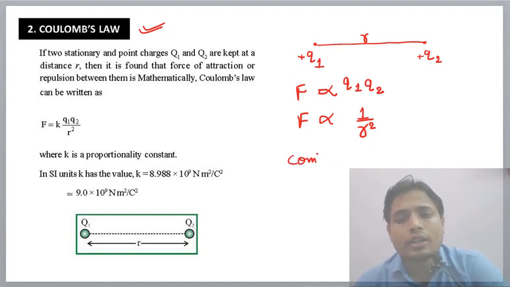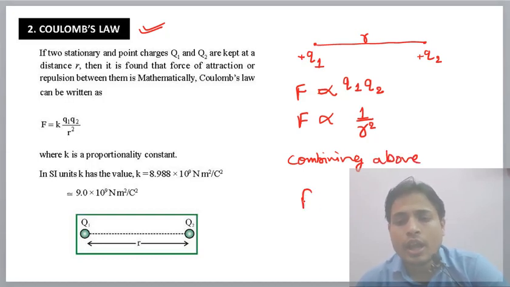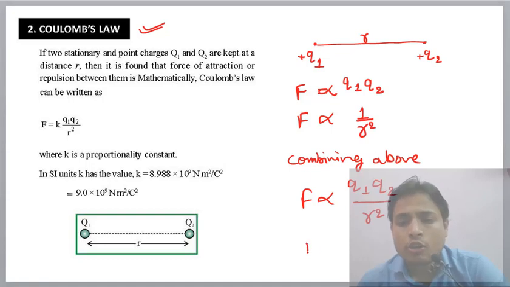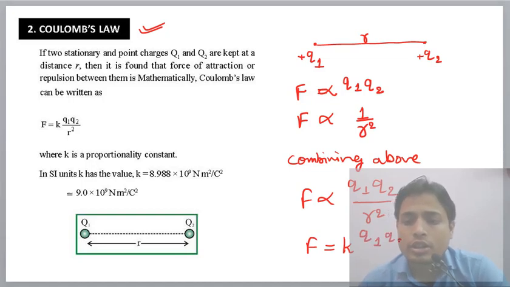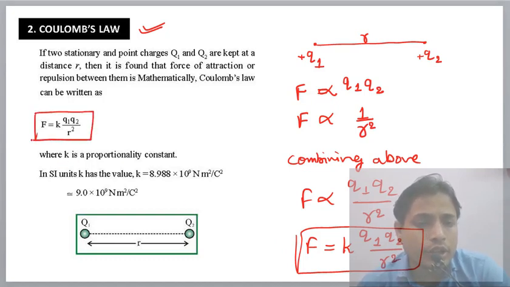When you combine the above, then you will get F is directly proportional to Q1 Q2 upon R square. And you know that when the proportionality sign is replaced with equality, there is always a constant. Here is a constant K. Here the K is called the proportionality constant, and you can say the Coulombian constant. This is the formula you will get.